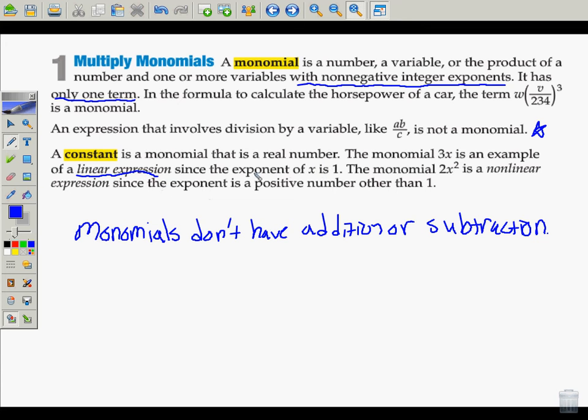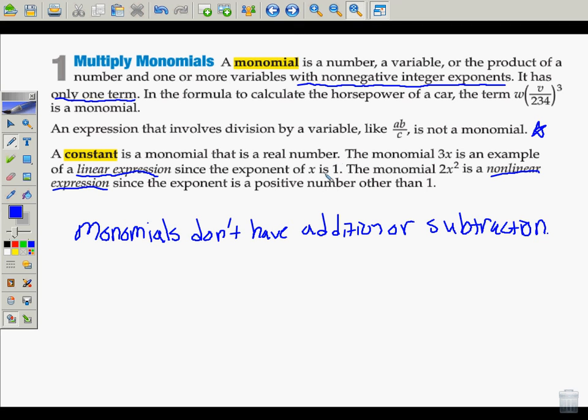And then we have nonlinear expressions. Nonlinear expressions are just whenever x is raised to something besides the first power. So if you have x raised to the second power, you have nonlinear. X raised to the first power is linear. I remember this because if it's raised to the first power, a 1 kind of looks like a straight line. So if it's raised to a straight line, it's going to be linear.